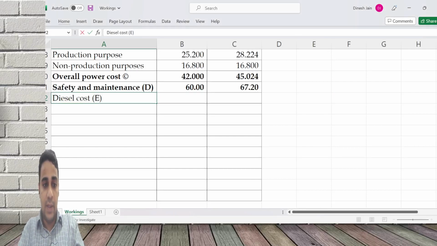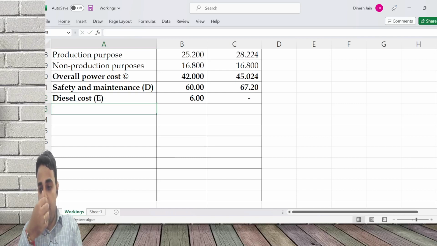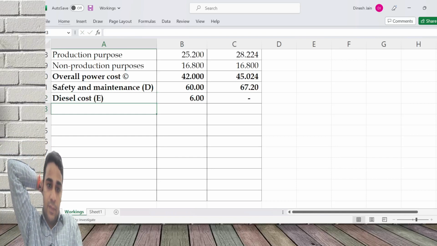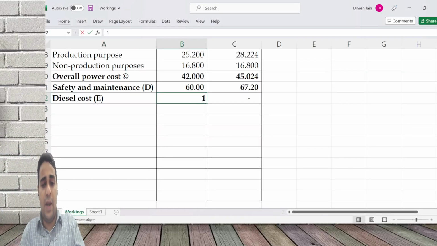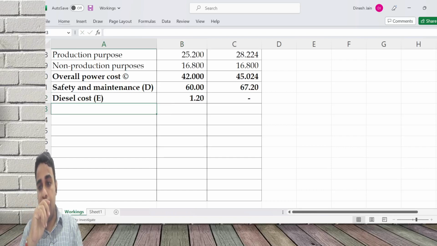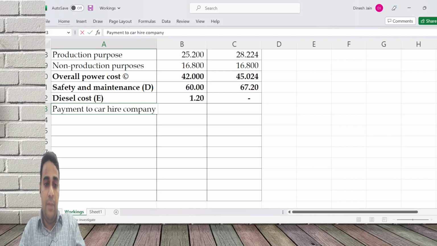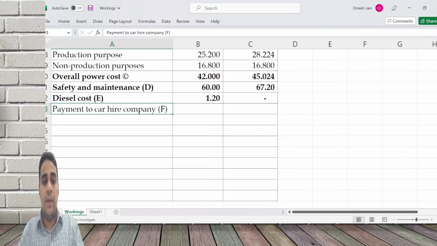Diesel cost nil in this year. Point number E, diesel cost. Sir, diesel cost 1,20,000. Sorry, 1 lakh 20, 1.2. Diesel cost is 1.2, sorry. And payment to car hire company.